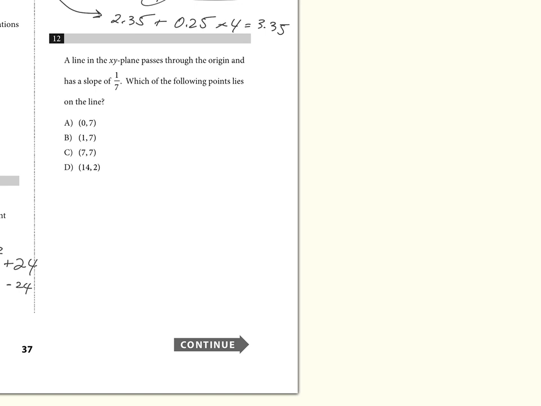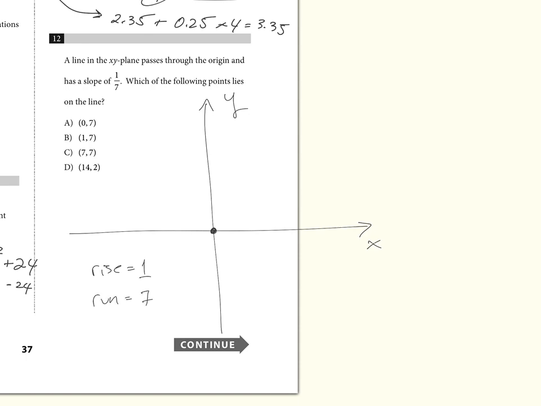Number 12. A line in the xy plane passes through the origin and has a slope of 1/7. Which of the following points lies on the line? x, y, passes through the origin. A line passes through the origin, right there, and has a slope of 1/7. That means that the rise is equal to 1, and the run is equal to 7. And that's why the slope is 1/7.